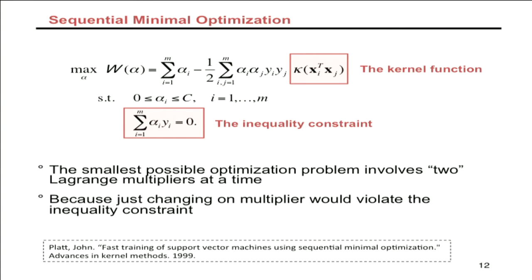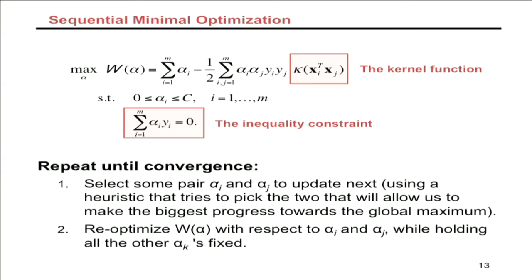And here's the algorithm in its original paper. What I just said in words is in writing here. Select some pair alpha i, alpha j. And there's a heuristic I have to choose them. And then modify them. Yes, question?